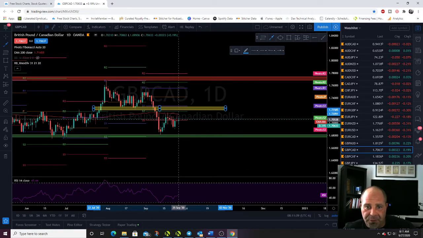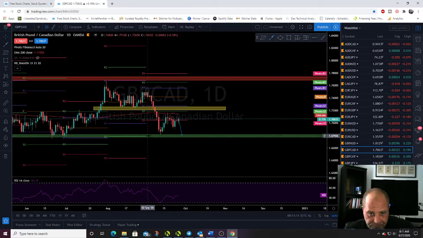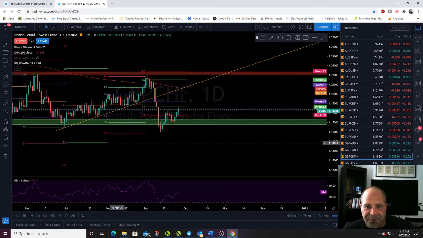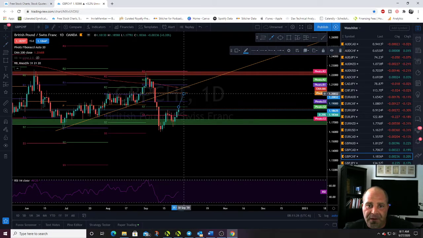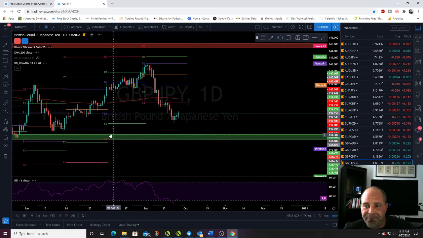So I would rather be bearish. Got down for this double bottom move. GBP Swiss franc, we've kind of double bottomed in our bullish zone. Move all the way back up to S2. We may see a run to that monthly pivot.